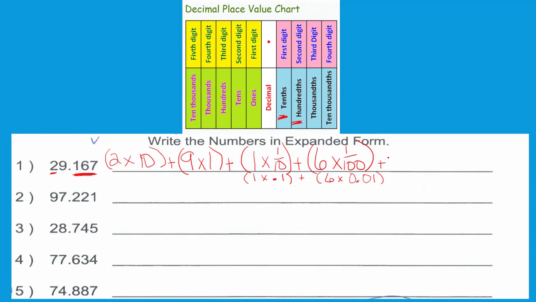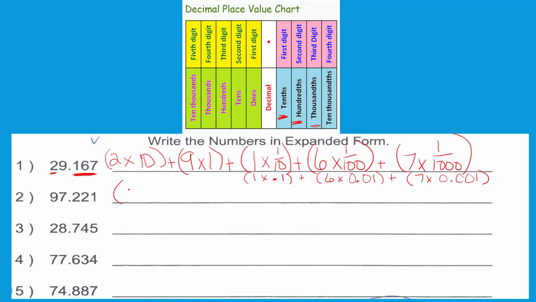The 7 is in what spot? Well, it is in the thousandths, so it could be written as a fraction, or it could be written as a decimal. So this is how we would expand this number.